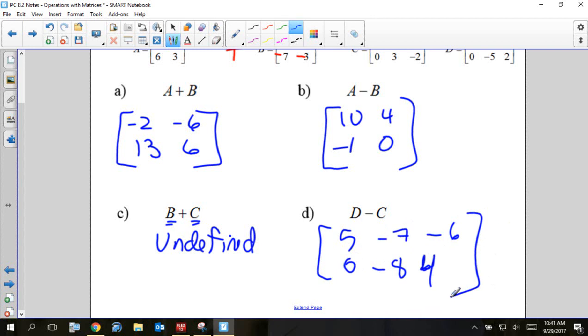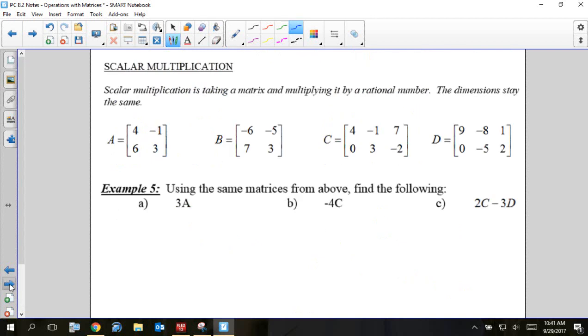Questions on adding, subtracting? You can do it. Then the next section you were doing on your own was scalar multiplication. That's when we have one number multiplied by the matrix. That's called scalar multiplication. It's like doing dilations back in geometry. So we're going to take 3, and multiply every element in A. So we get 12, -3, 18, 9.